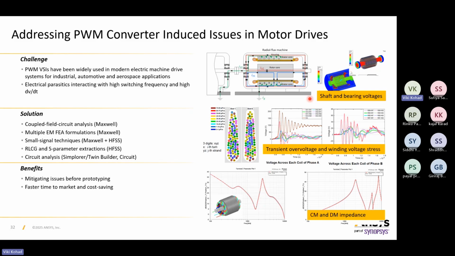Maxwell is there for the electromagnetic simulation. HFSS is the tool used for the various S parameters and RLCG parameters, and then for the circuit analysis, Simplorer or Twin Builder is used.